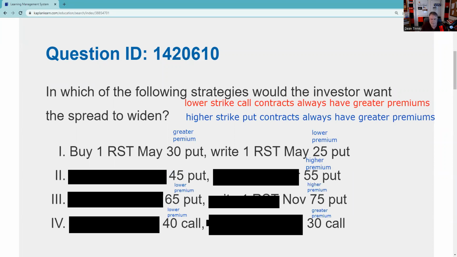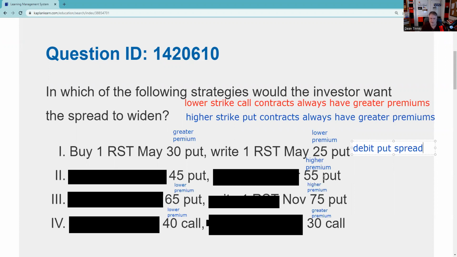We bought the 30 put and we wrote the 25. So we're going to pay more for the 30 than we did for the 25. And so indeed, this is a debit put spread. And so we know that we need Roman numeral 1 in our answer. This is a debit put spread. Let me put that in a bigger font. And let's go to our next one.